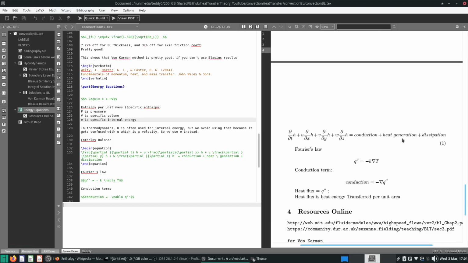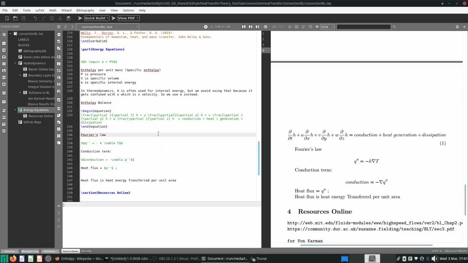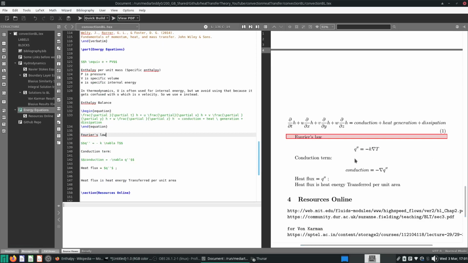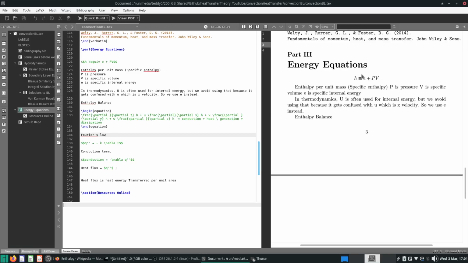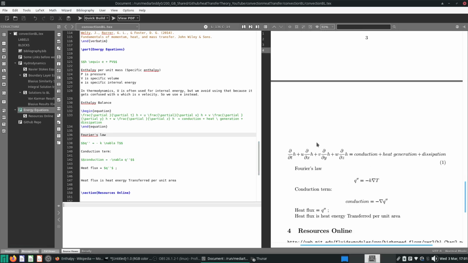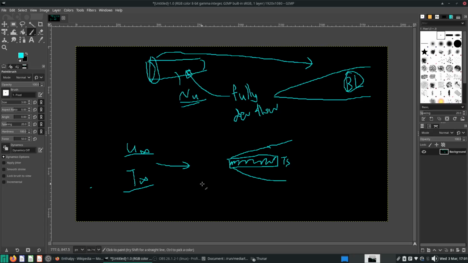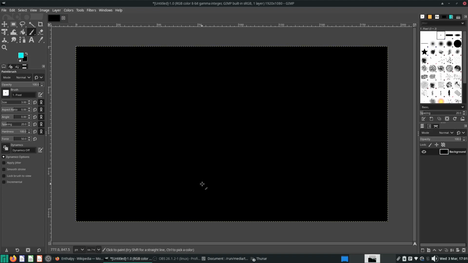Normally, with the heat transfer equation for convection, we start with an enthalpy balance. Why do we use enthalpy? Because we don't have to consider flow work, this PV work, across this. So what is this flow work? Let me very quickly try and give you some intuition.